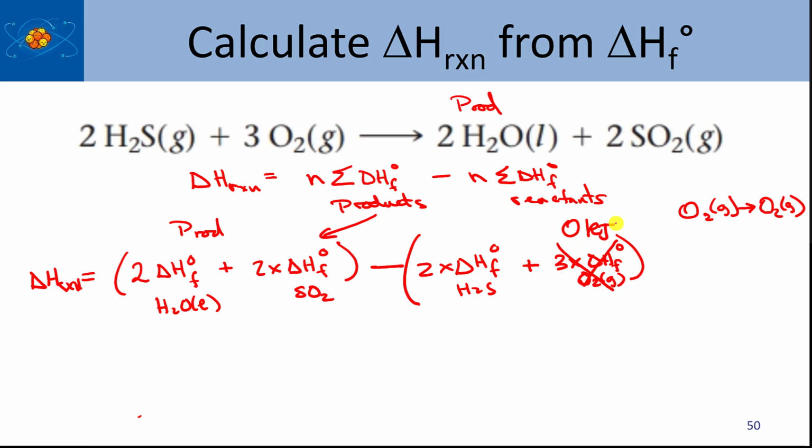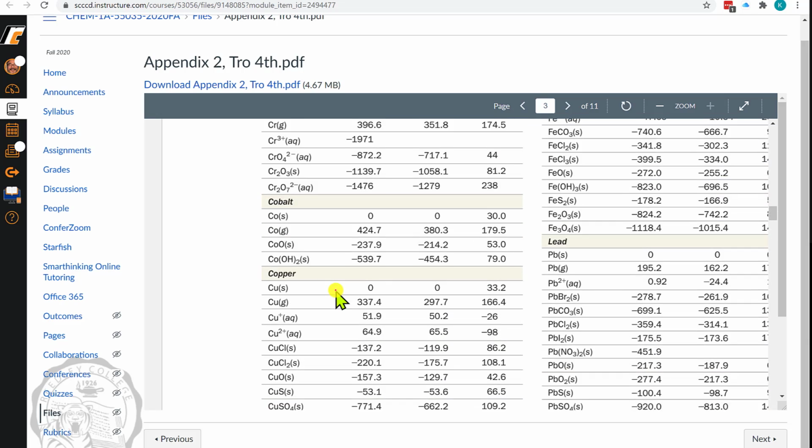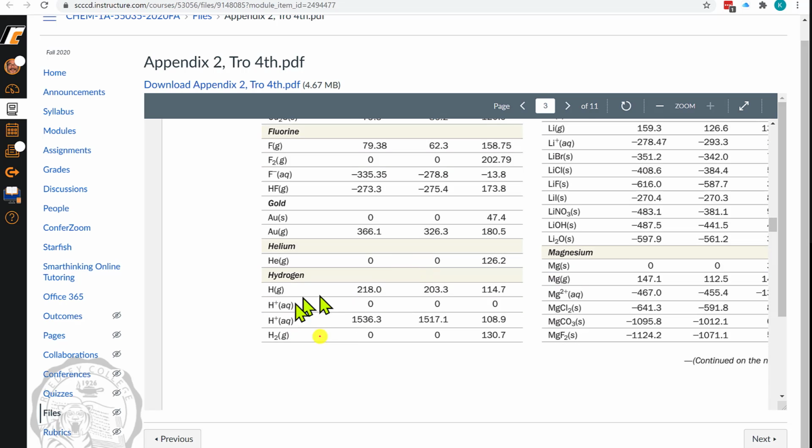So now I'm going to look up these values. Often what I do when I do these problems is I go to the tables and write them underneath each one of these chemical formulas, and then I go ahead and do this next part. But now we're going to go look them up. So I need to find H2O liquid. That'll probably be under hydrogen is my guess, but I could be wrong. Oh yeah, look at that, I was wrong.